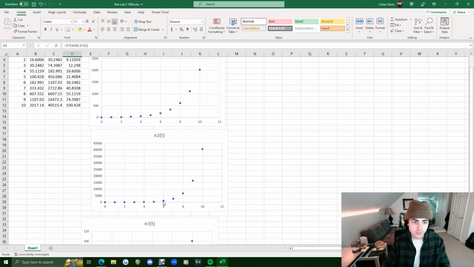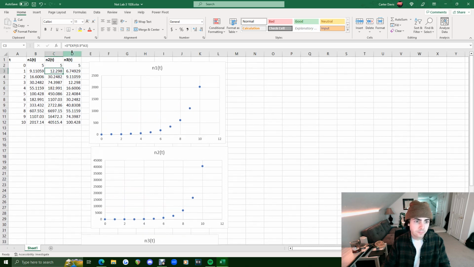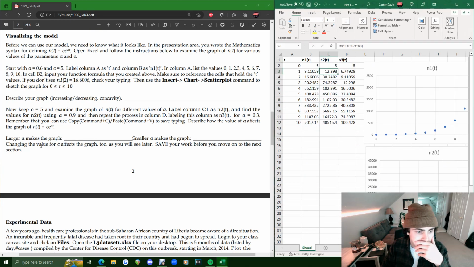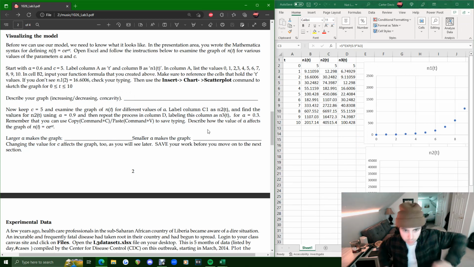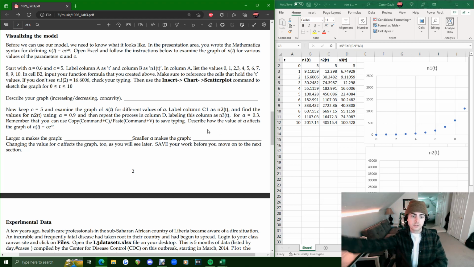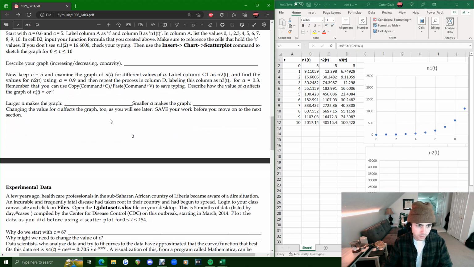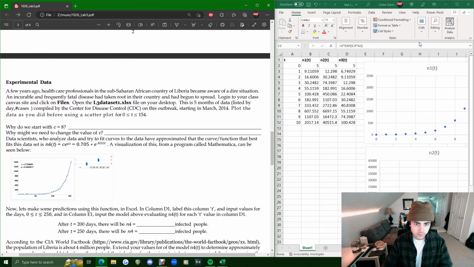And then we look at N2, which had the higher 0.9 A value, and you can see how drastically that eventually goes up into the 40,000s, which is crazy. So the larger the A value makes the graph blow up to higher values, and the smaller the A value makes the graph just ramp up, not as drastically, to smaller function values. Something like that. So now experimental data.